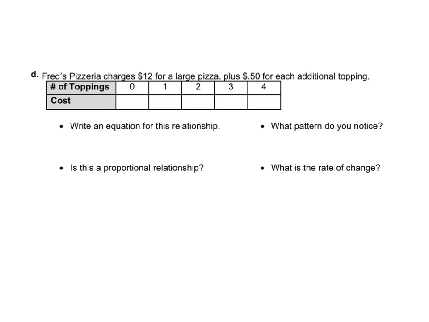It says Fred's Pizzeria charges $12 for a large pizza plus 50 cents for each additional topping. So let's write an equation for this relationship. So the total cost is going to be our y. And then we're going to pay that one time $12. So for a large pizza, you're going to pay that $12. And then for each additional topping, you're going to pay 50 cents. So that is going to be our change. So this is a linear relationship in which you're going up at that constant rate of change.